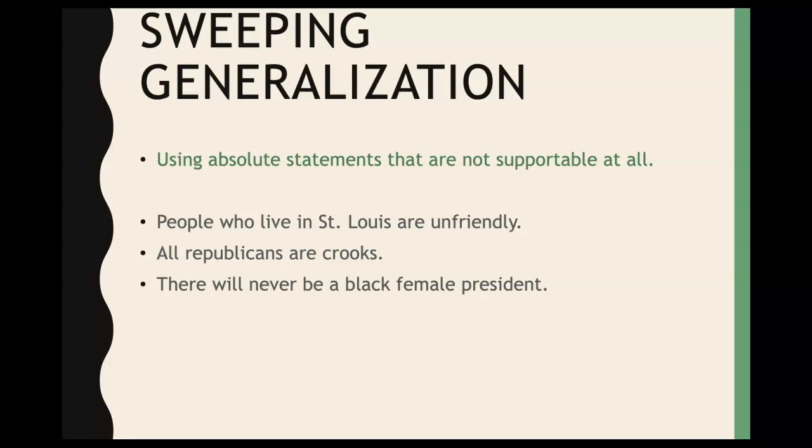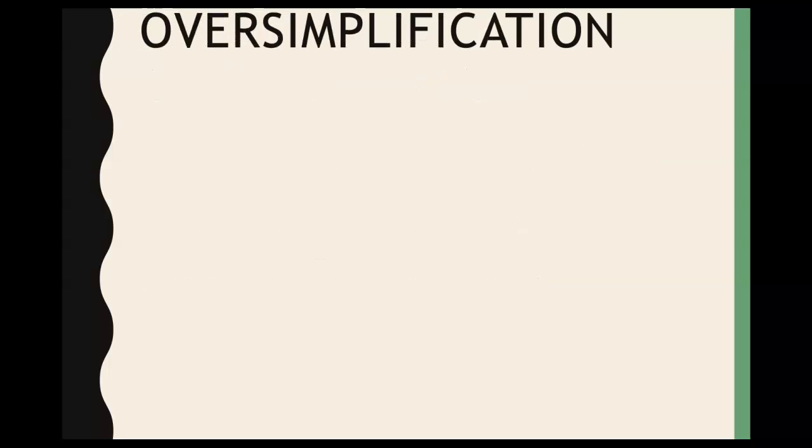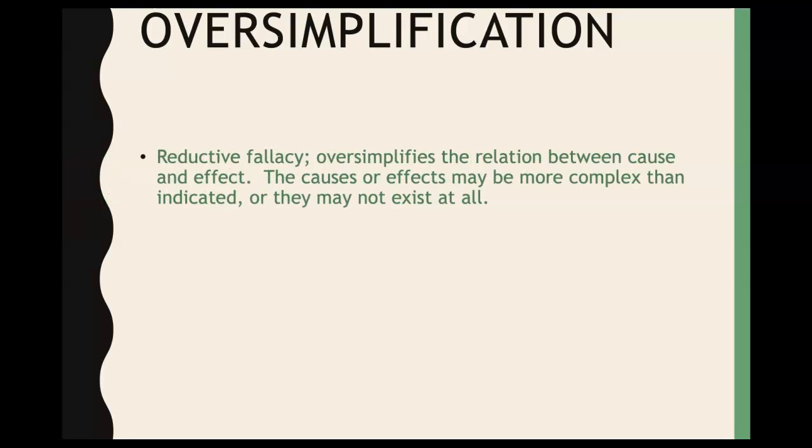So if you do actually use a qualified statement, some people who live in St. Louis are unfriendly. Some Republicans are crooks. There may be a day where there is a black female president. Then you avoid sweeping everybody into the same corner. And then there's oversimplification itself. This is also called a reductive fallacy. So depending on where you are, what book you're looking in, it can have one of those 2 terms.